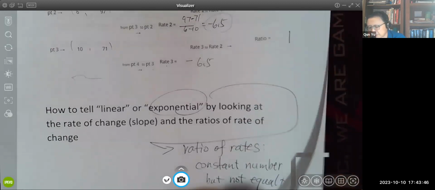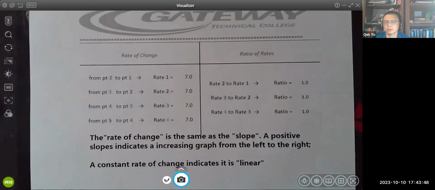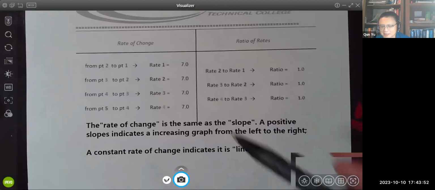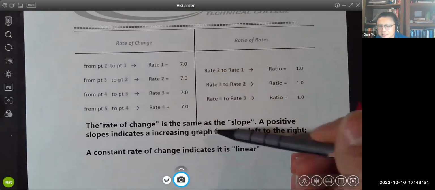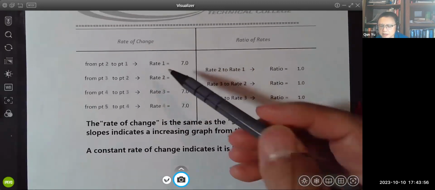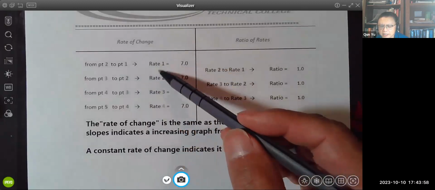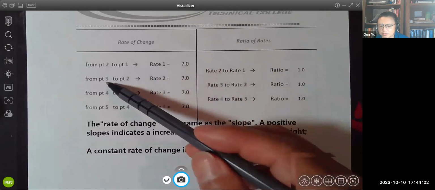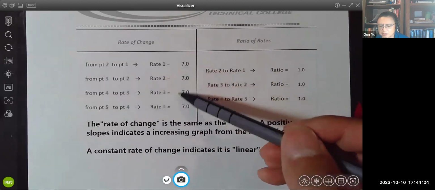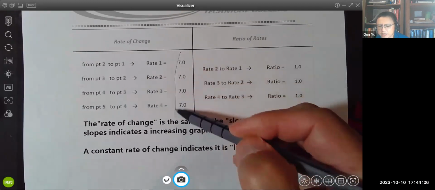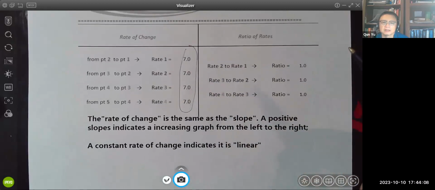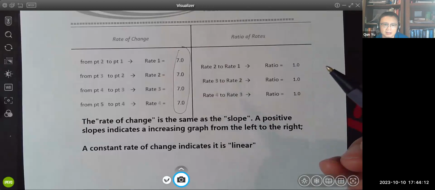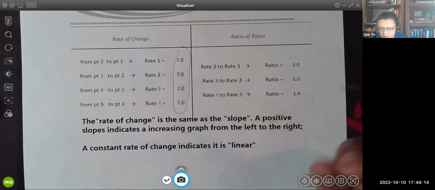And look at the next page. Basically, this is an exercise asking you, is this linear? Is this exponential? I didn't read the question actually. So they already give us the rate of change from point 1 to point 2, 7.0, point 3 to point 2, 7.0, they're all 7.0. Guess what? They have the same rate of change. And rate of change is the slope, same slope, that's the indication of a straight line. So we know this is a straight line, first of all.